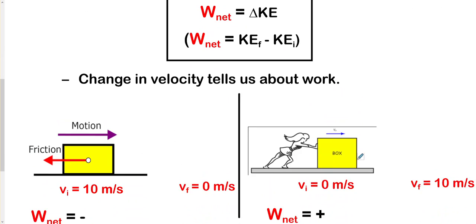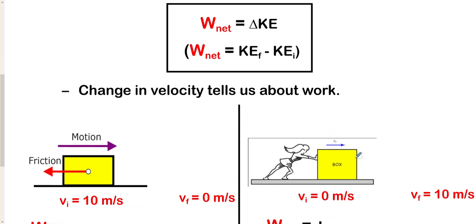And so that tells us the change in velocity tells us about work. So here I have two different boxes being pushed. In this one, the box has some velocity to start with, and the force on it is friction. So it is going to continue to slide some displacement, and when it gets done, it's going to have a final velocity of 0.